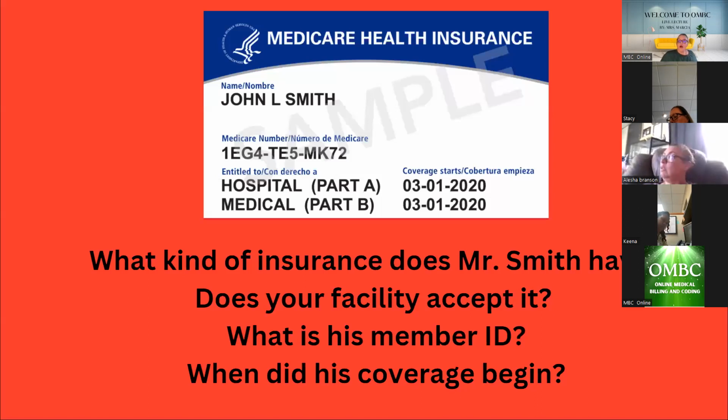All right, so I gave you guys an example of what a Medicare health insurance card looks like. We call it a red, white, and blue card. And if I didn't make this slide red, you could see a little red trim around the outside. So this is John Smith. Medicare number. When did his coverage start? Part A started here, Part B started here. All right, so what kind of insurance does Mr. Smith have? Part A and B insurance.